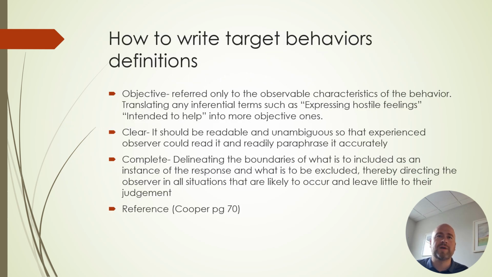So how to write target behaviors? And this is important to consider when we're writing our target behaviors. There's three kind of criteria that we need to think about. And the first is that the target behavior definition is objective. It refers only to the observable characteristics of the behavior, translating any inferential terms such as expressing hostile feelings or intended to help into more observable ones.